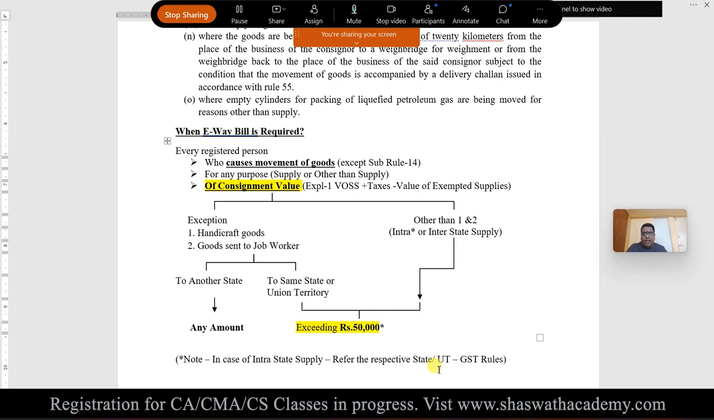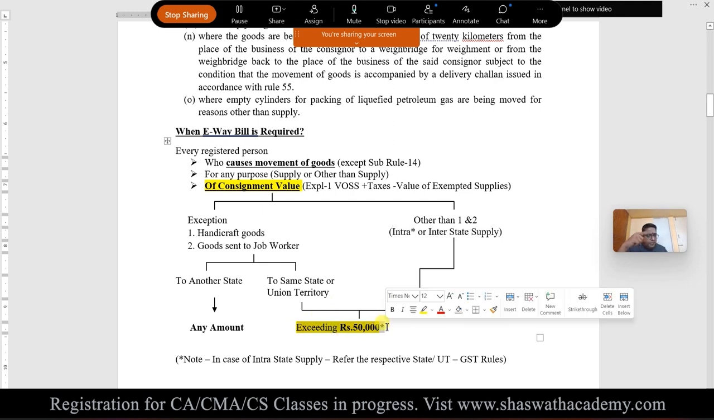And last time also when I was correcting the model exam, on e-way bill, a lot of students are writing the answer saying interstate supply, e-way bill is compulsory. No. Whether intra or inter, you have to check for the threshold limit. Only when the consignment value exceeds this. Is there an exception? Yes, there is an exception.